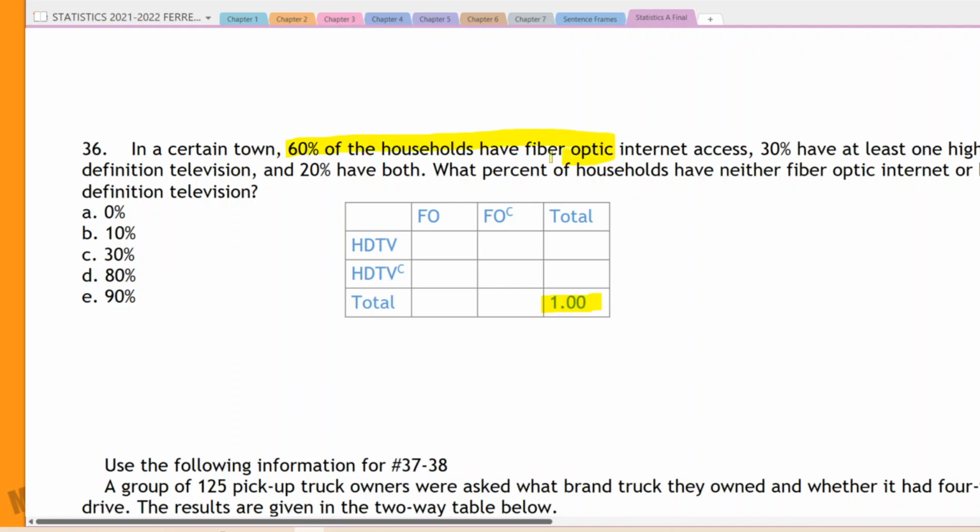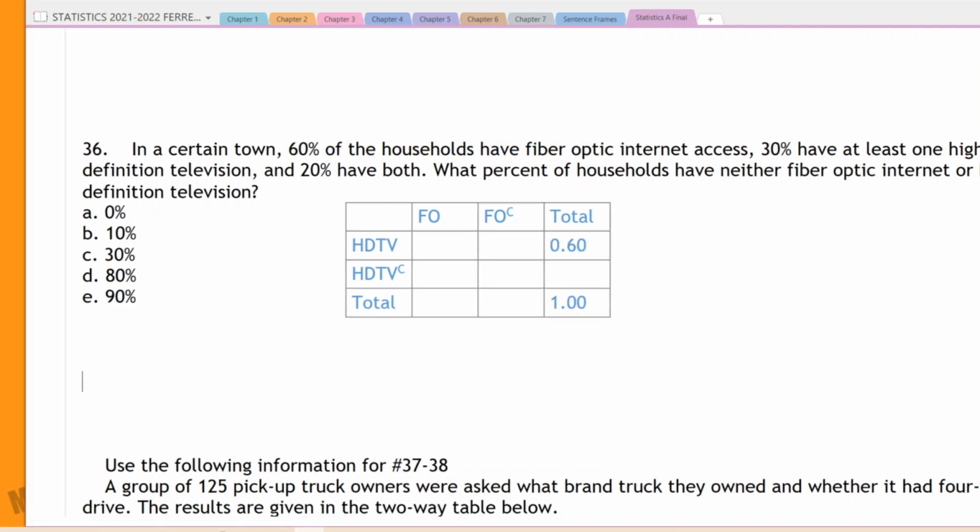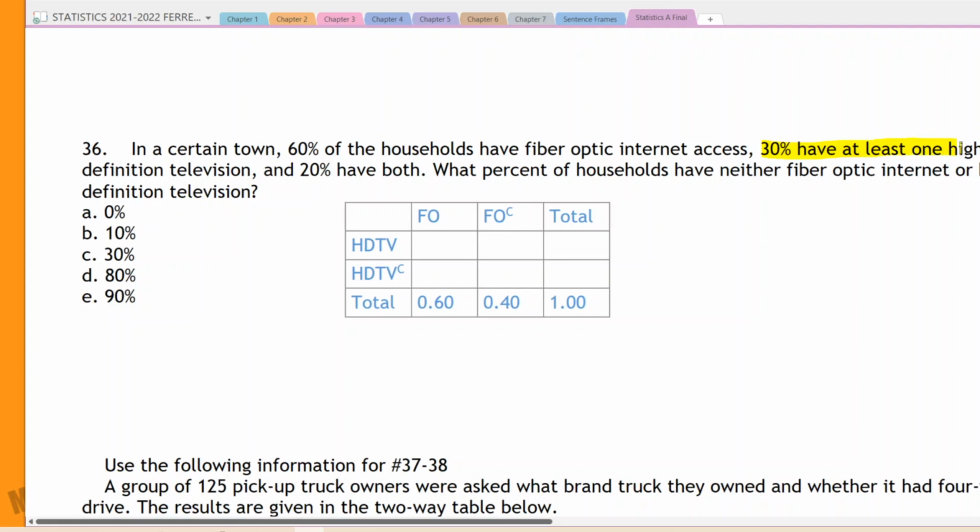60% of the total town has fiber optic, so that'll get us 60% in the fiber optic. Ooh, we're in the wrong place, sorry. And that would mean 40% do not have fiber optic. Next, we see that, what percentage here? 30% have at least one high-definition TV. So for high-definition television, this is going to be 30% right here, which means 70% do not have high-definition television.